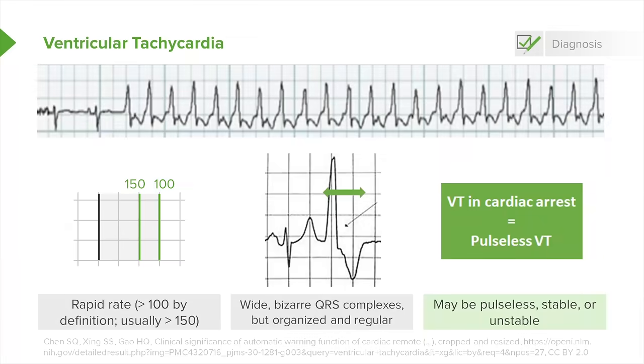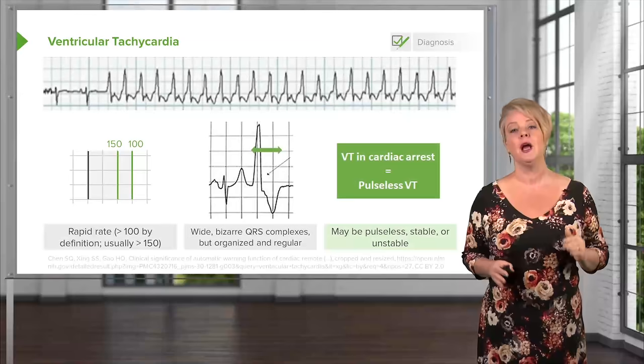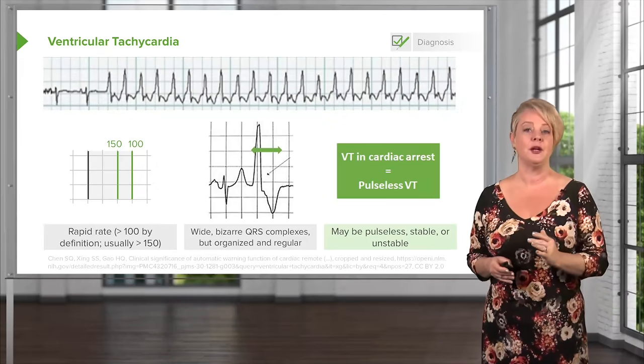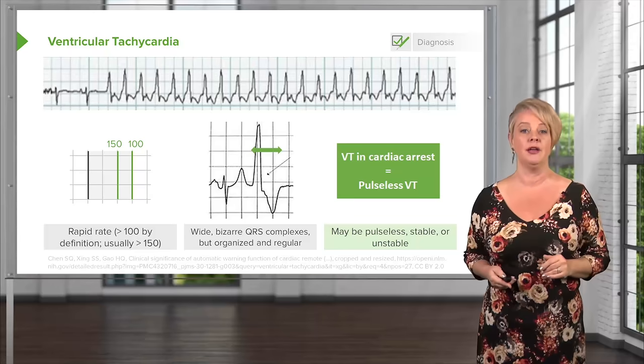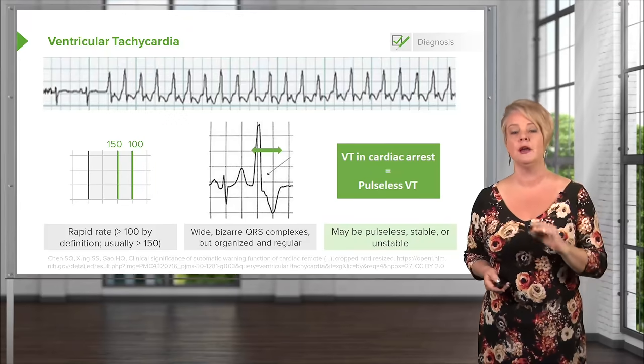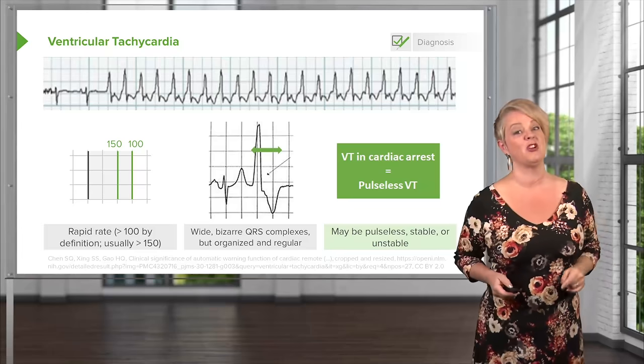And patients in VTach can be completely pulseless, apneic, and dead. They can be completely stable and in some cases asymptomatic, or they can be anywhere in between. So the important thing with VTach is when we talk about it in the context of cardiac arrest, we're talking specifically about pulseless VTach, meaning we don't want to treat VTach in a patient with a pulse, especially a stable patient, the same way as we would in a pulseless patient. Clearly, a stable conscious patient is going to hate if we start CPR on them.